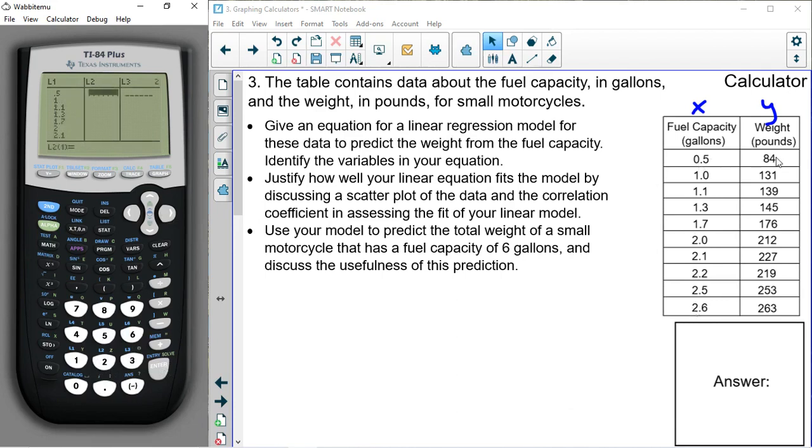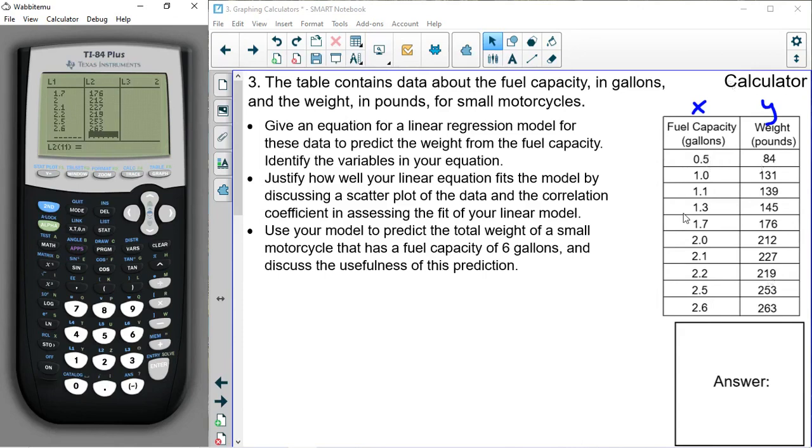Now we're going to make L2 the Y values, the weight in this case. So that's 84, 131, 139, 145, 176, 212, 227, 219, 253, and 263. Anytime you're doing this in a calculator, always take a moment to double check that you entered all the numbers correctly. Because if you miss just one number, you're going to get a completely wrong answer. So always make sure you double check that you entered your values correctly.